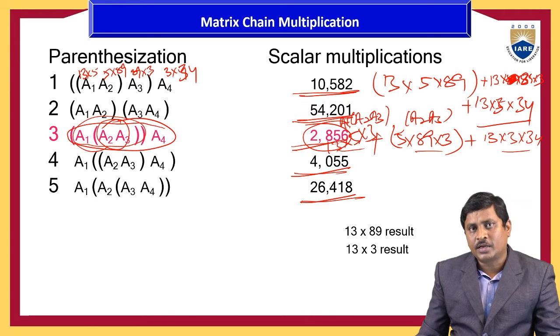That solution is A1 into A2, A3 into A4. Multiply all these three values with A4.